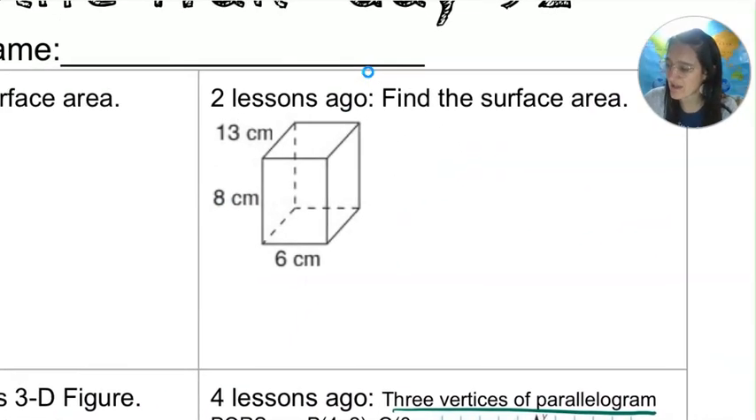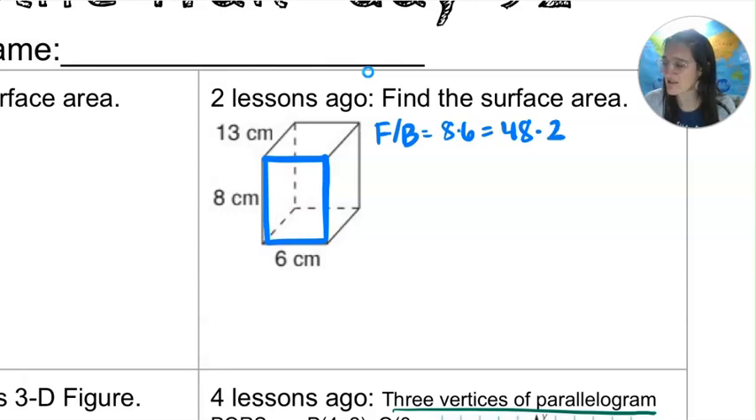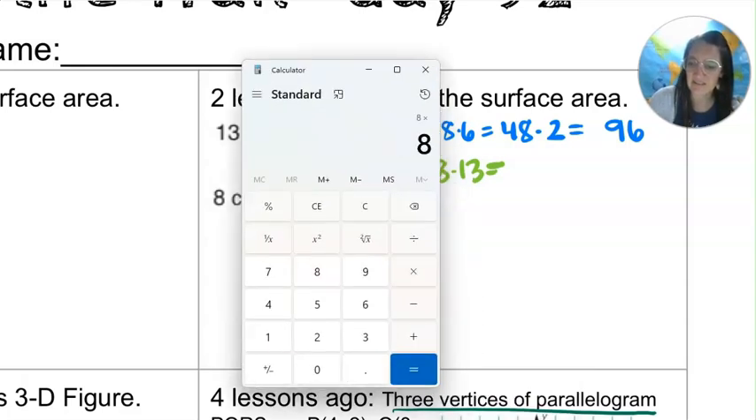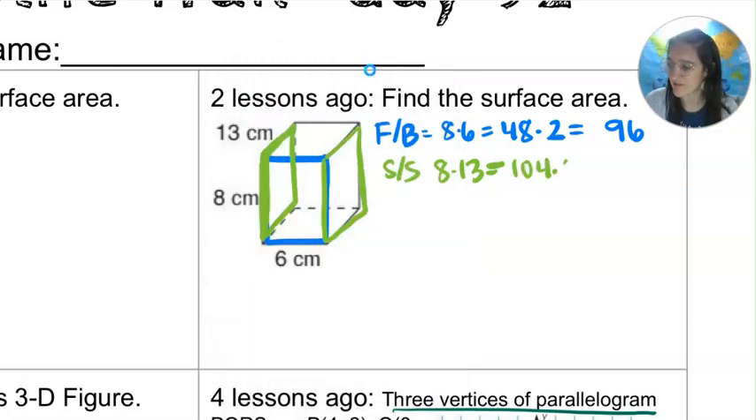Ooh, surface area. Okay, so remember we got the front and the back. So I'm going to start with the front, which is 8 times 6, it's 48. But there's two of them, the front and the back. So it's going to be 96. Then I've got my two sides. So there's a side, there's my other side. And this side is labeled, so I got 8 and 13, which I don't quite have memorized yet. 104. But there's two of them, so it's going to end up being 208.